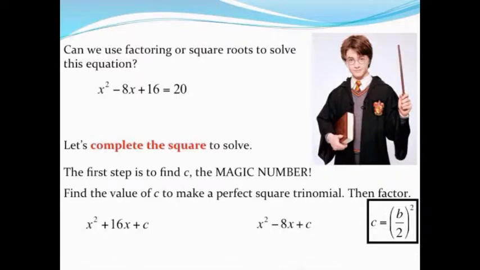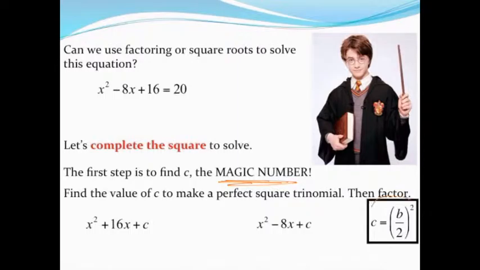Before we begin completing the square, I want to take a little baby step into the process and talk about how to find what I call the magic number. More technically, we're going to look for a value of c that makes a perfect square trinomial. But doesn't magic number just sound a little more fun? So here's my trinomial down here, and what I want to do is find that value of c.